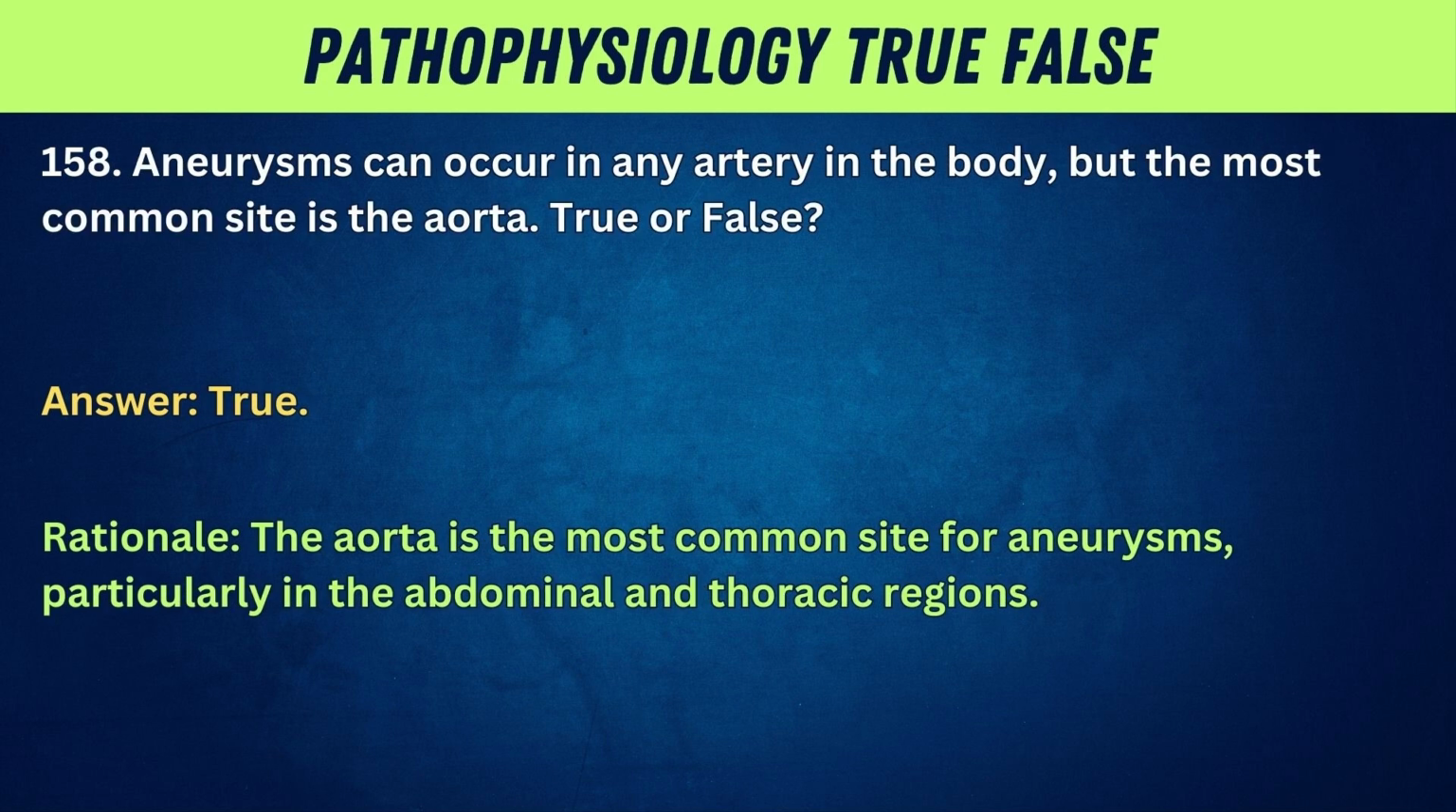158. Aneurysms can occur in any artery in the body, but the most common site is the aorta. True or false? Answer: true. Rationale: the aorta is the most common site for aneurysms, particularly in the abdominal and thoracic regions.